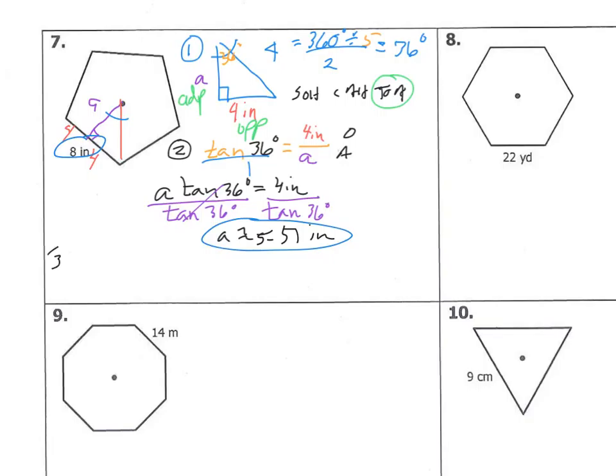So step 3, apply your formula. A equals 1/2 PA. So I have 1/2 times, how am I going to find perimeter? How many sides? 5 sides times our side length, which is 8 inches, times the apothem, which we just found, was 5.51 inches. That's going to be approximately, let's plug that into the calculator. I'm going to do 5 times 8 times 5.51, enter, and then divided by 2.